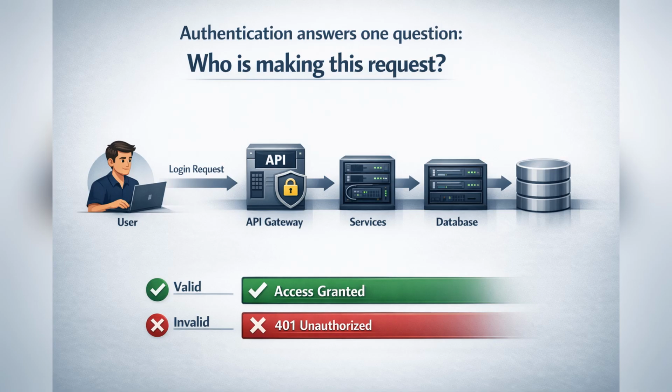At its core, authentication answers one question: who are you? Imagine your system as multiple layers: an API gateway, backend services, and every request must pass through these layers. But before it reaches any of them, the system needs proof of identity. So the user sends a login request with credentials. The server verifies those credentials, and if they're valid, the user is allowed in. If not, the system responds with a 401 unauthorized error, essentially saying, "I don't know who you are." Only after this step can the system move on to authorization, deciding what the user is allowed to do.